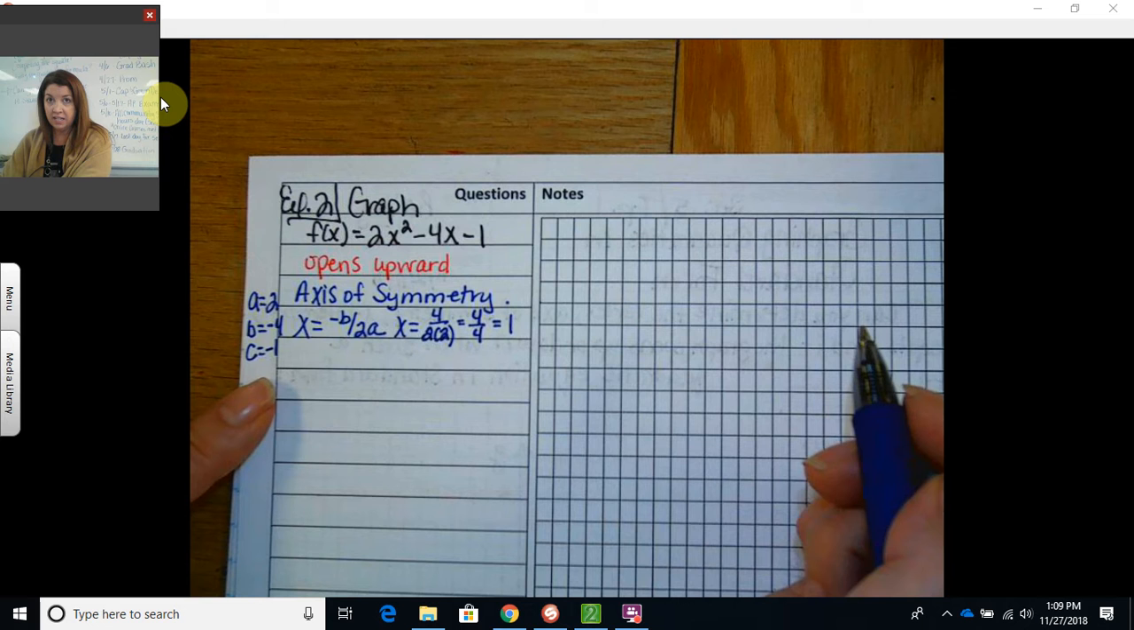What else does that x equals 1 tell us? It's our axis of symmetry, but what is that x value also used for?